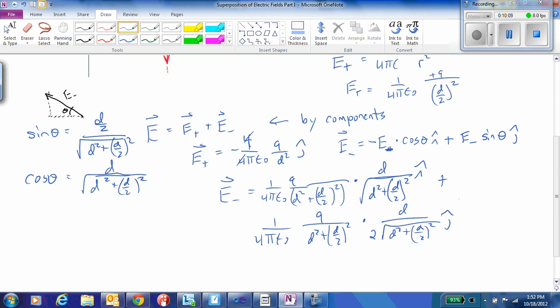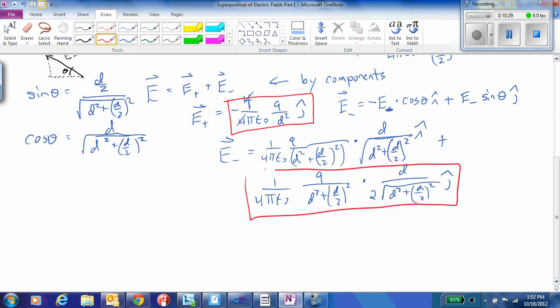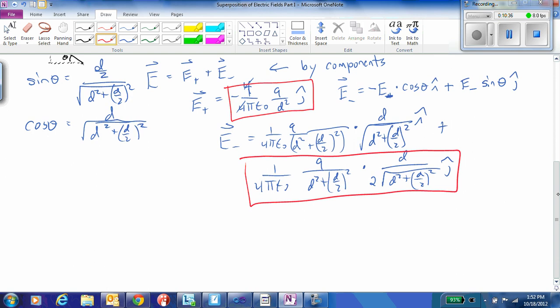Now I have things in terms of components, and I can actually add these together. I can only add like components. So that means this term, the E plus term, can be added together with the j hat term from E minus. But I can't add it to the i hat term because they don't have an i hat in common.